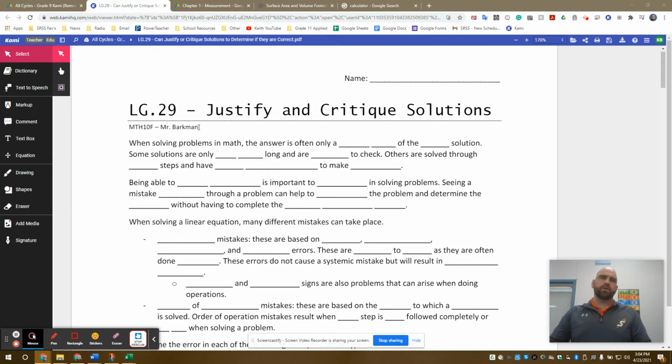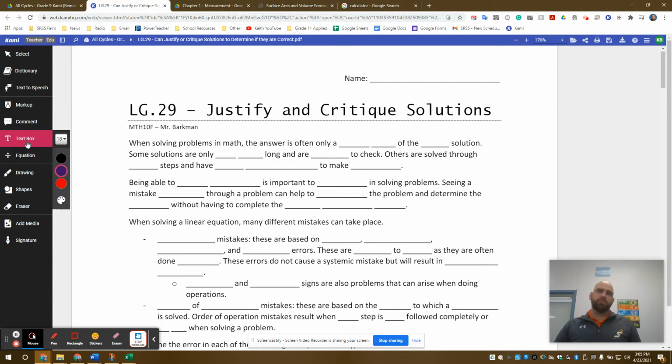This learning goal, number 29, is all about justifying and critiquing solutions. Now, when it comes to math in general, I always talk to you about making sure to show your work. The reason for doing that isn't just to make you use up more paper or more pencil, or to make you frustrated. That's not at all the reason. The reason is that if we do end up making mistakes, we know where to find our errors.